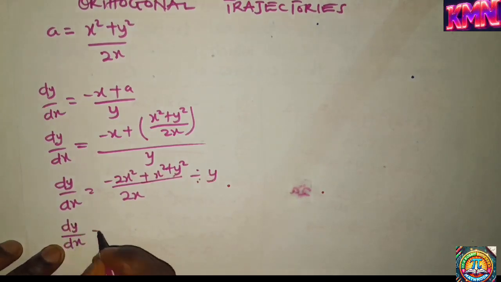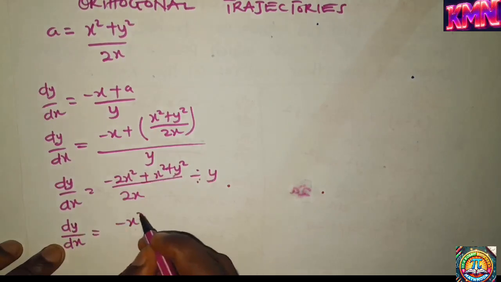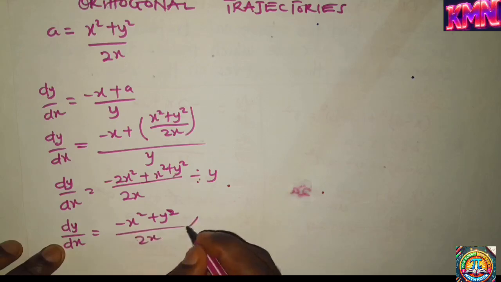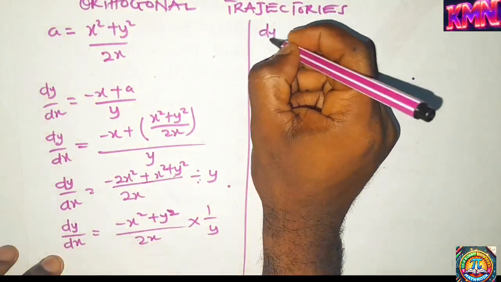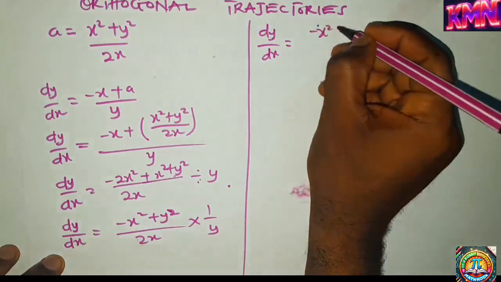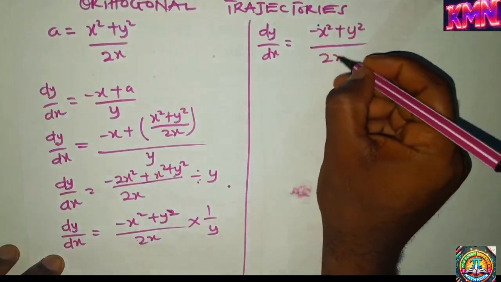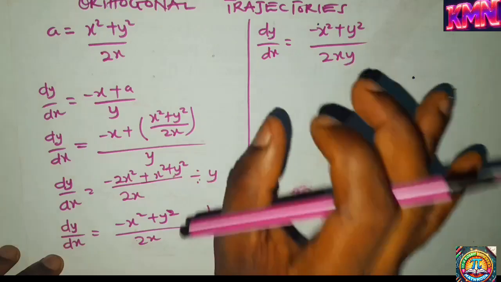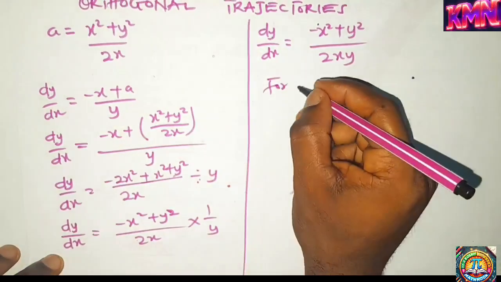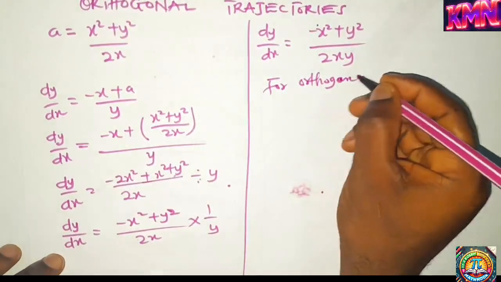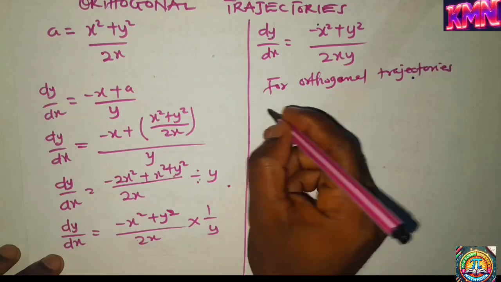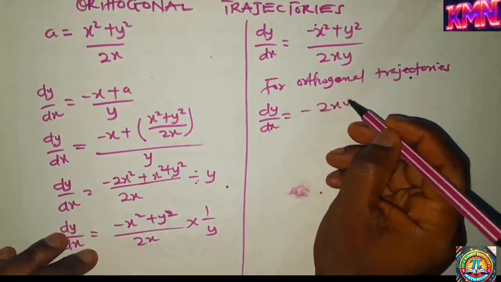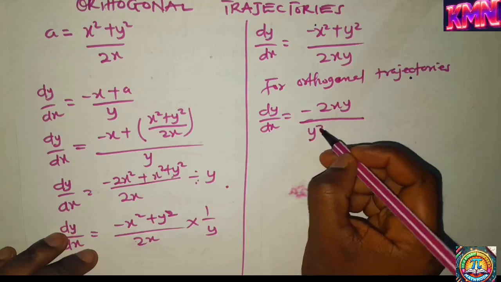Simplifying, we are getting negative (x squared plus y squared) on 2x, by 1 on y, of which finally we are going to get negative (x squared plus y squared) on 2xy, and this becomes the slope of the given curve or the given circle that we are trying to find its orthogonal trajectory. So now for the orthogonal trajectory, the dy/dx now becomes the negative reciprocal of this, and that will be negative 2xy on y squared minus x squared.